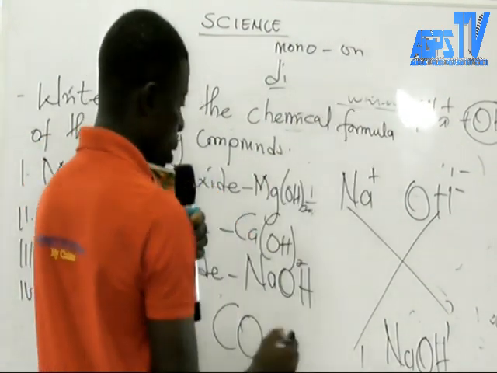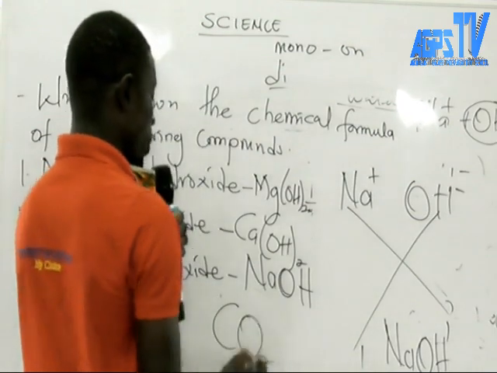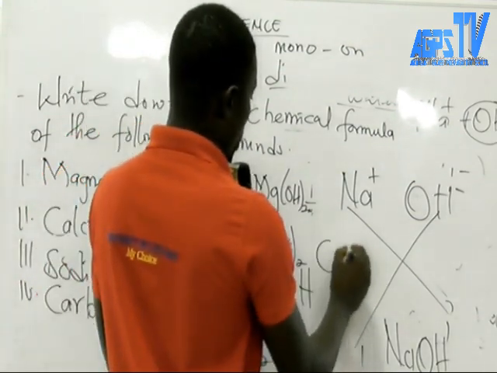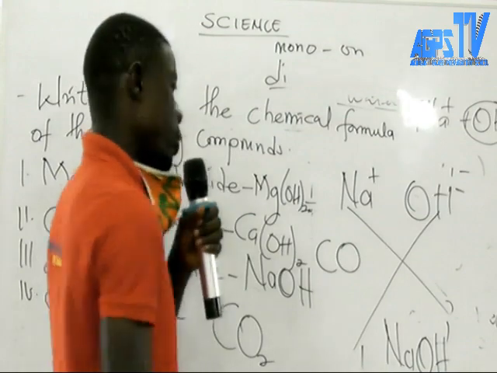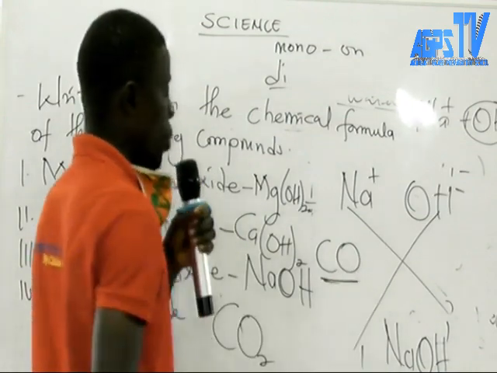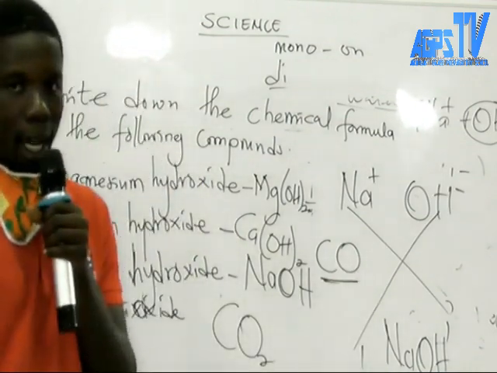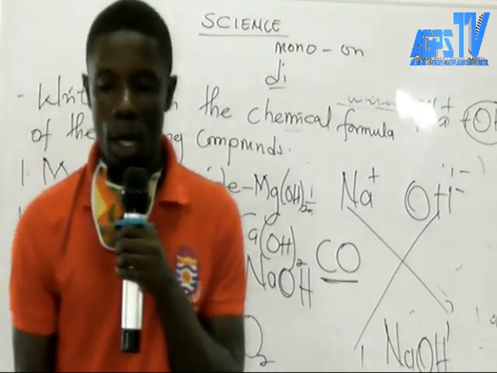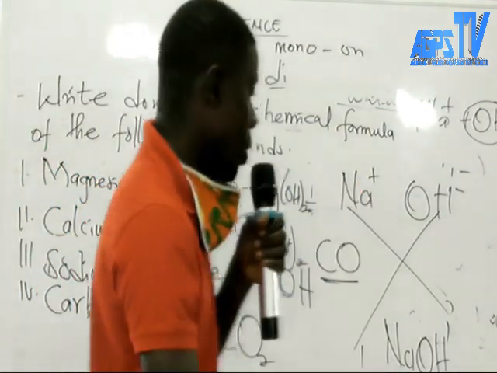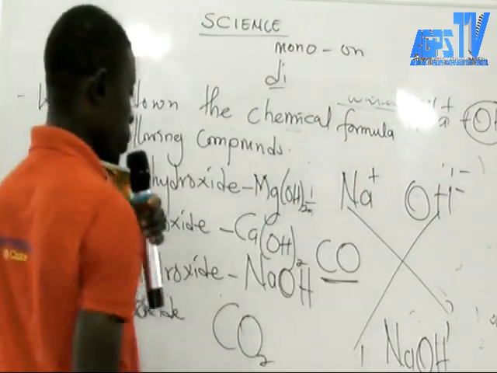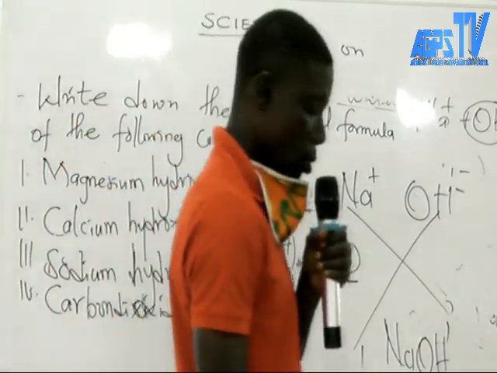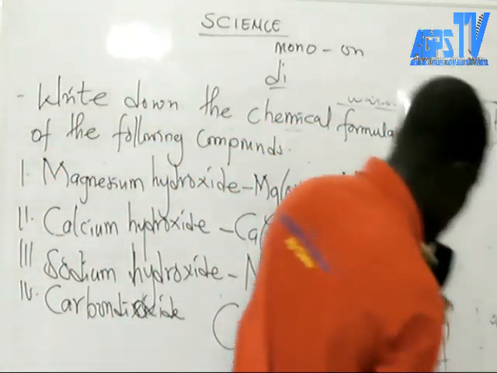So let me give you a typical example. Now, we have CO. This CO is known as carbon monoxide because it's having only 1 oxygen atom. Now we are done with the examples of bases.